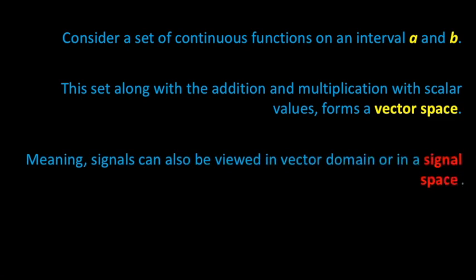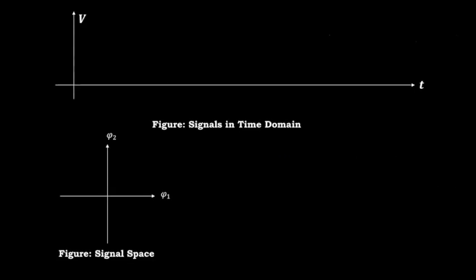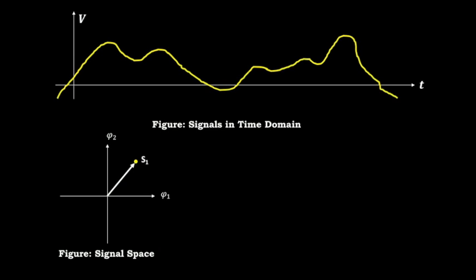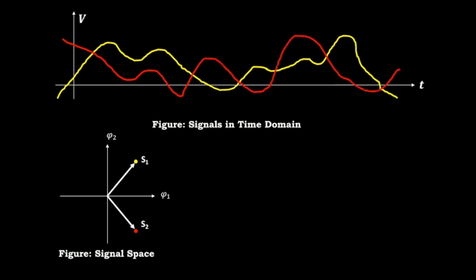Signals can also be viewed in the vector domain or in a signal space. So let's say, for example, we have here signals in time domain. We all know that we can represent signals in time domain and also in the frequency domain. However, there is also another way for us to represent our signal, and that is in a signal space. So let's say we have here S1, and this S1 can be represented in a time domain or as a single dot in a signal space or vector space. And then another one here is S2. Again, S2 can also be represented in time domain or in a signal space.